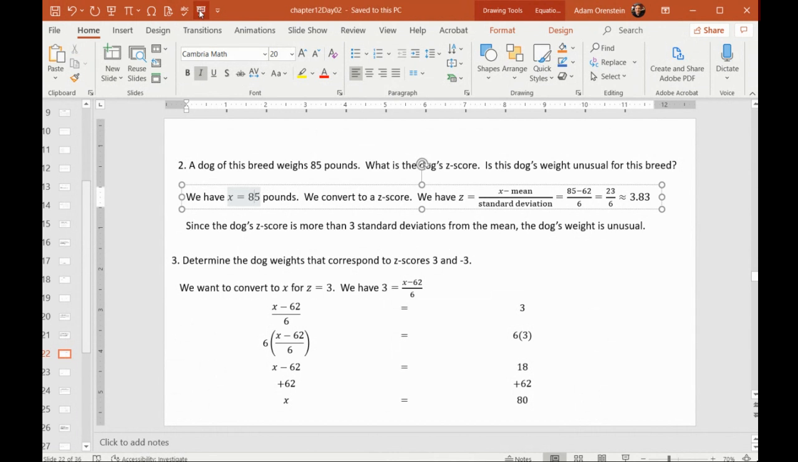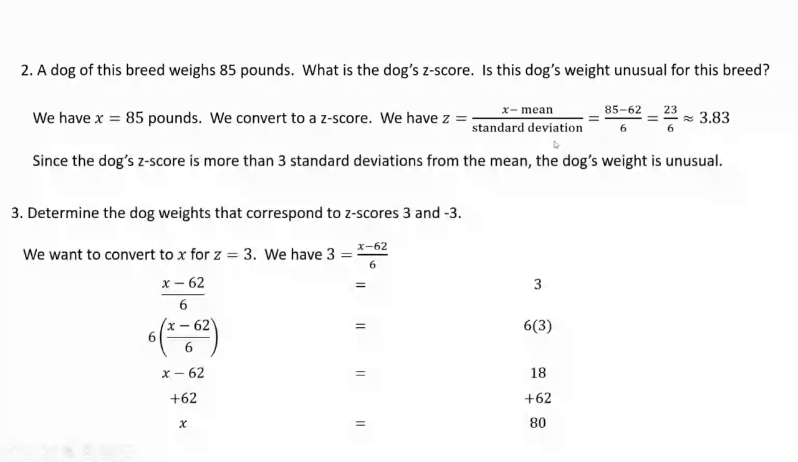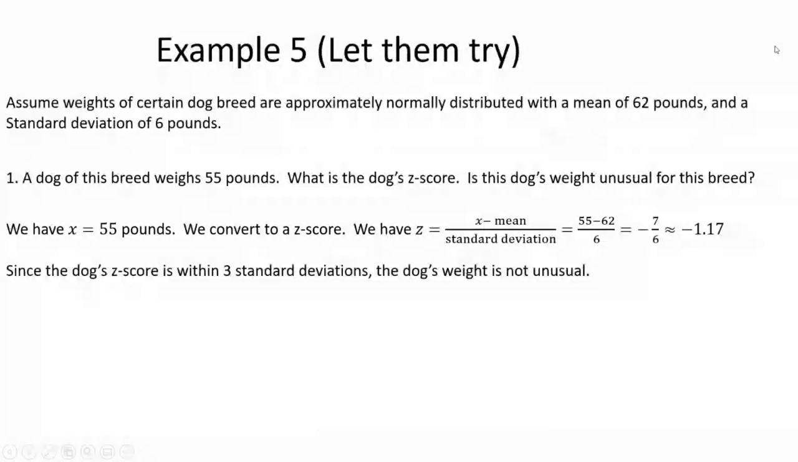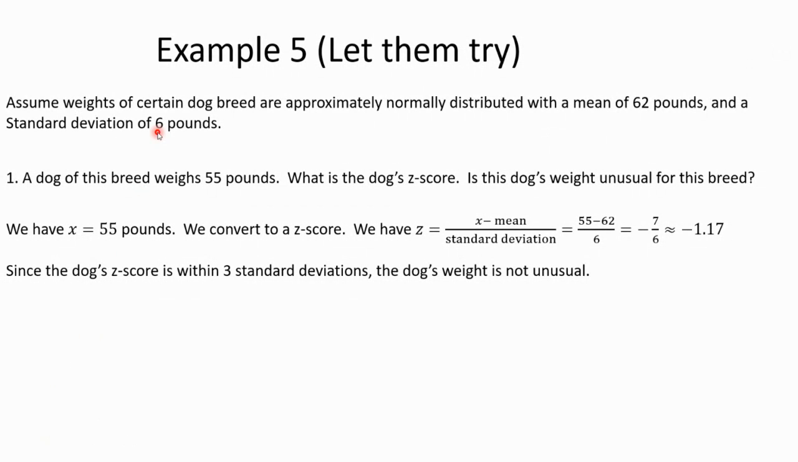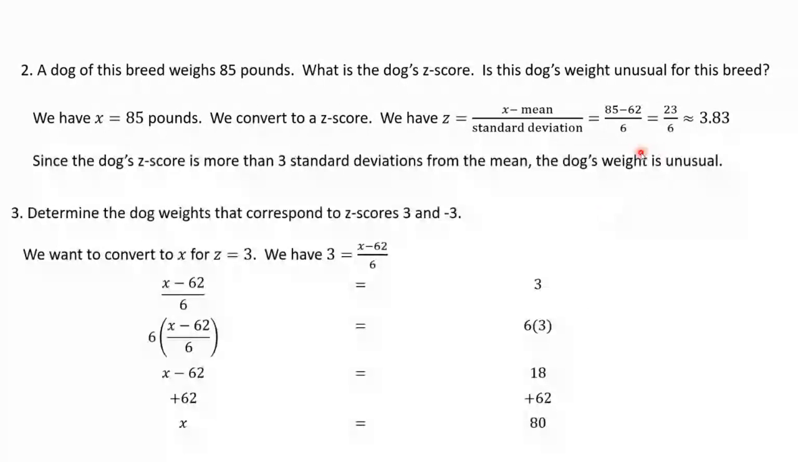Doing so, we'll subtract, again, the mean is 62. That was given in the problem. The standard deviation is 6 pounds. Okay. Doing so, we get 23 over 6, which is more than 3. It's about 3.83.